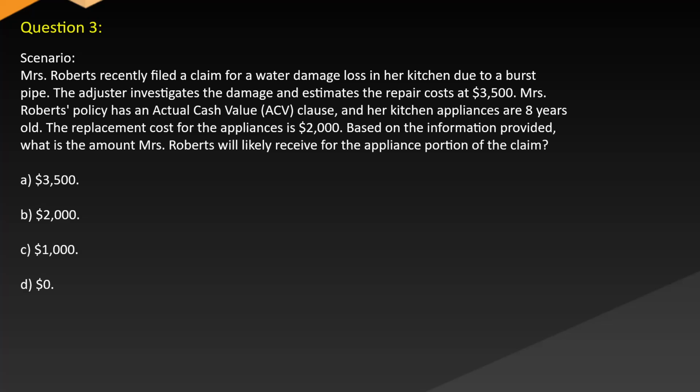Question 3. Scenario: Mrs. Roberts recently filed a claim for a water damage loss in her kitchen due to a burst pipe. The adjuster investigates the damage and estimates the repair costs at $3,500. Mrs. Roberts' policy has an actual cash value (ACV) clause, and her kitchen appliances are 8 years old. The replacement cost for the appliances is $2,000.